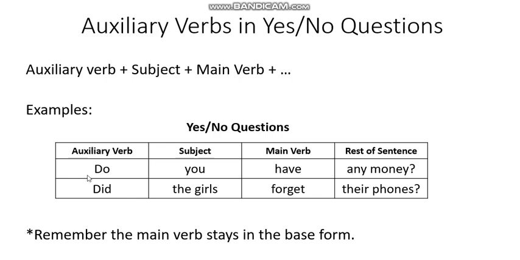Let's look at the first example. Do you have any money? This is a yes or no question. Next example. Did the girls forget their phones? Again, a yes or no question. Also remember, the main verb usually always stays in the base form, whether it's in the simple present or the past.